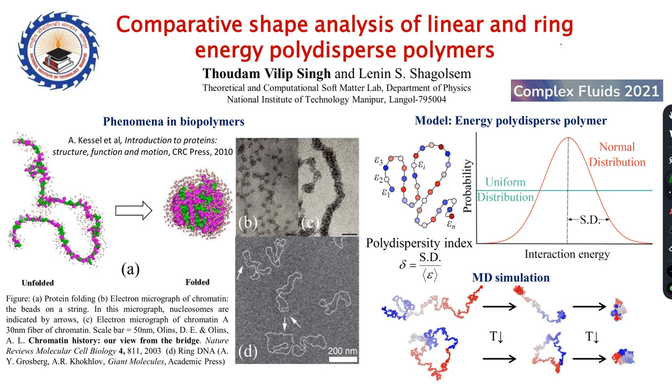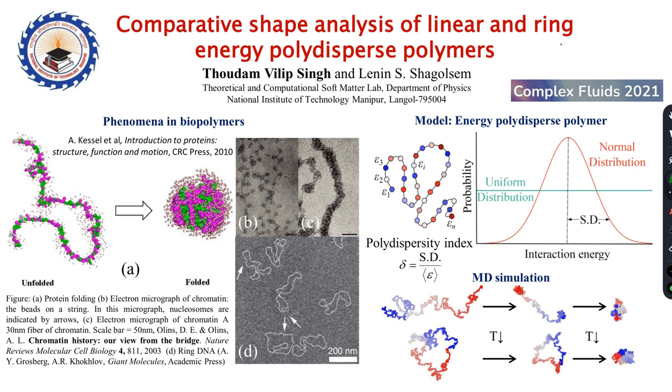So my model is such that the interactions between the monomers have different interaction energies, and these different energies are derived from some sort of distribution. If we look at all the energies, they would have a normal distribution. But again, we define something called the polydispersity index. The polydispersity index is nothing but the standard deviation divided by the mean. The work I present here has a polydispersity index of only 4%. So it's a very small polydispersity index.